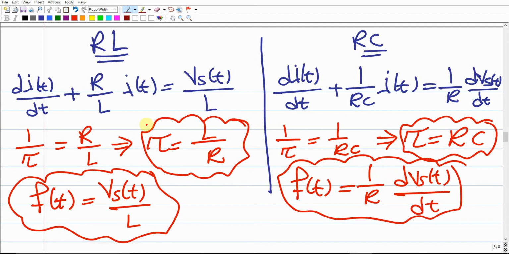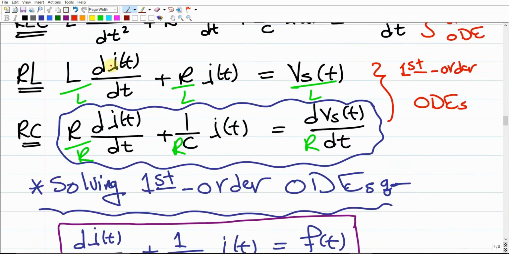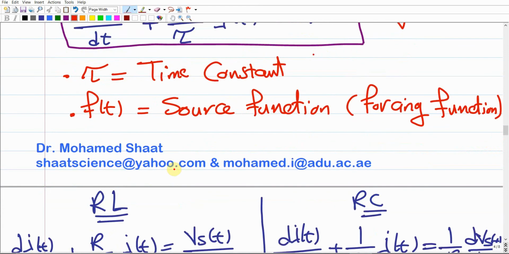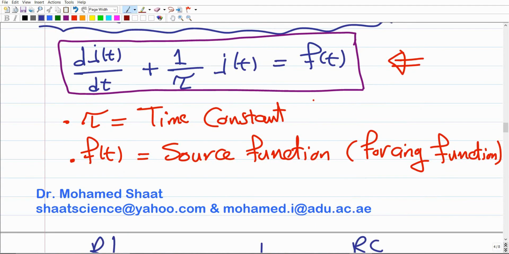Make sense? So simply, any first order ODE, either this one or this one, we can rewrite into the general form, and we can find tau in terms of R, C or L, and the forcing term in terms of the Vs. Now the objective is just to solve this equation. Now we're going to work through the mathematics. How can we solve the first order ODE? I'm going to give you the derivation of the solution of our test equation, then I'm going to give you the general expression at the end that you should use all the time.